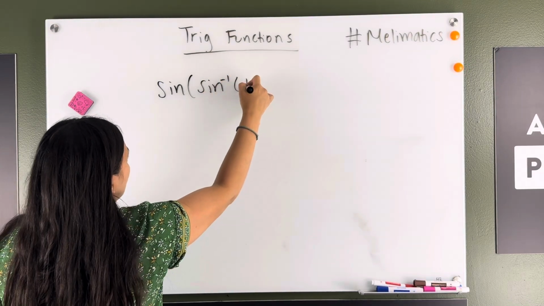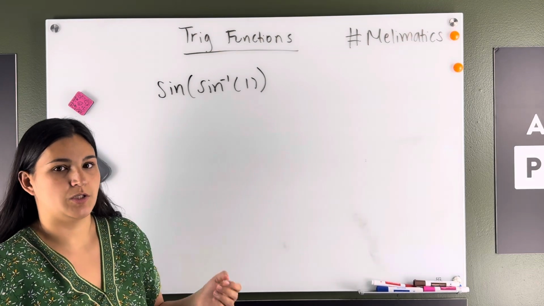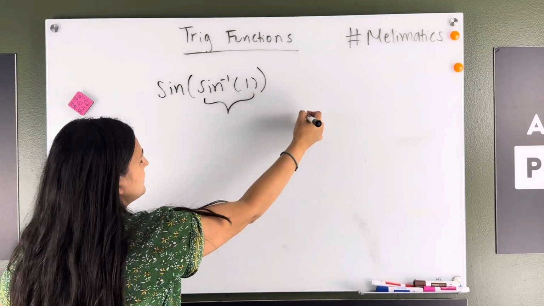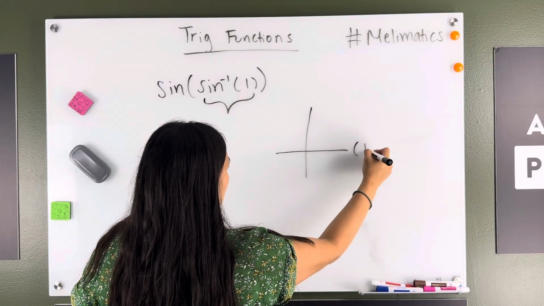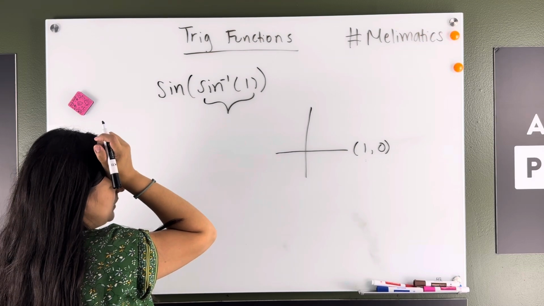Arc sine of 1. You could solve this in terms of composition. You're plugging one into the other, right? So we could see what the arc sine of 1 is. You have to think about the unit circle, because it's just asking for where sine is 1.